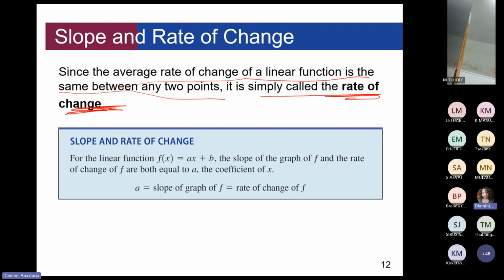Now they say the slope and the rate of change for a linear function f of x equals ax plus b. The slope of the graph of f and the rate of change of f are both equal to a, hence the coefficient of x. So meaning that a is equal to the slope. For example, if I say find the slope of these 2 points on a straight line, or maybe I say find the rate of change of these 2 points, given these 2 points are on a straight line.